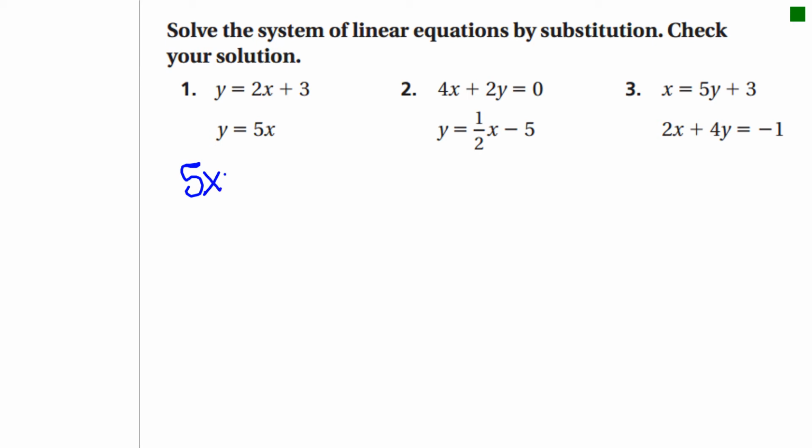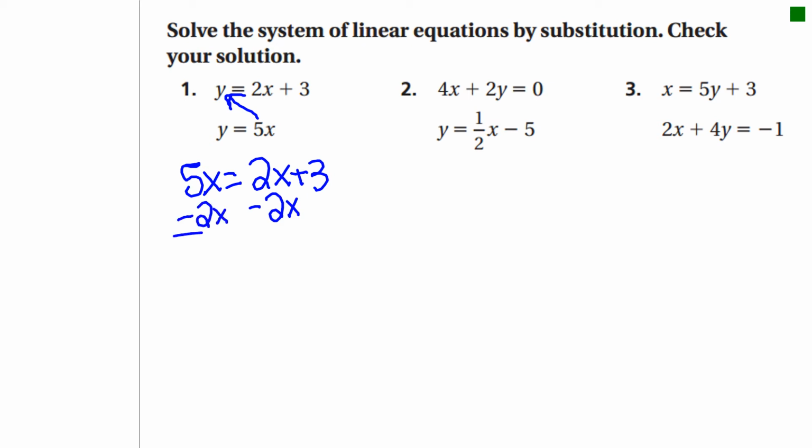Sorry, 5x equals 2x plus 3. I plugged it in for y right there. Okay, now I'm going to solve for x. I'm going through the PCSAD. No parentheses. Like terms to combine, yes, they're on opposite sides, so I'm going to take away 2x.